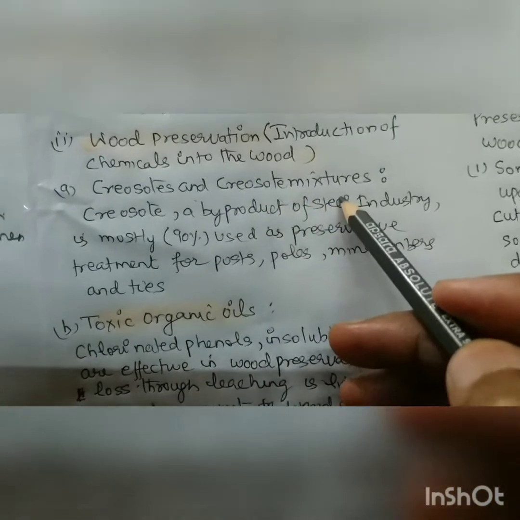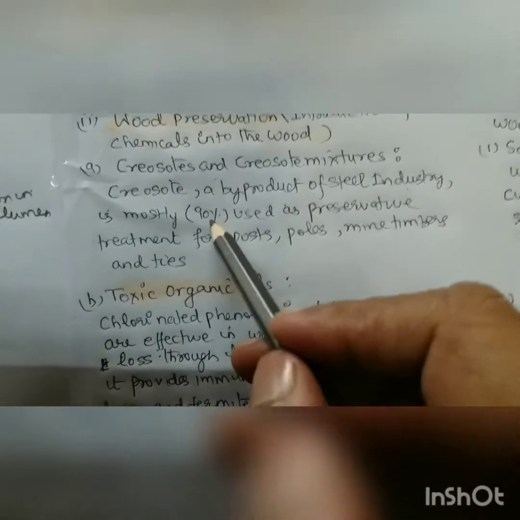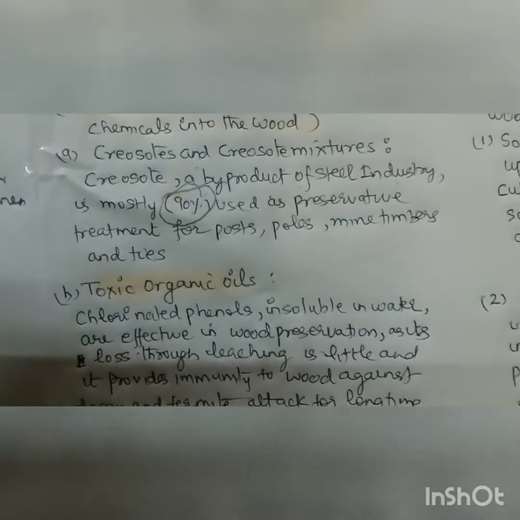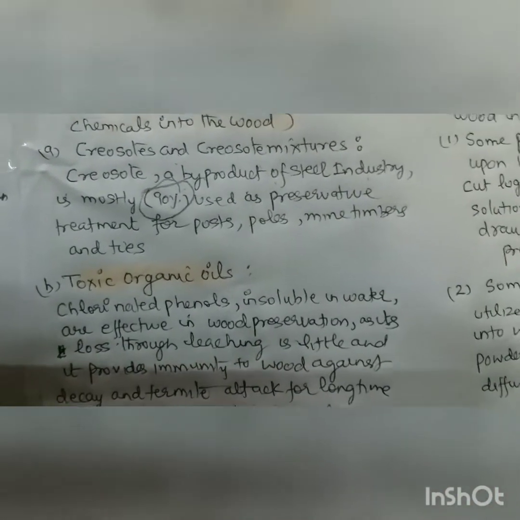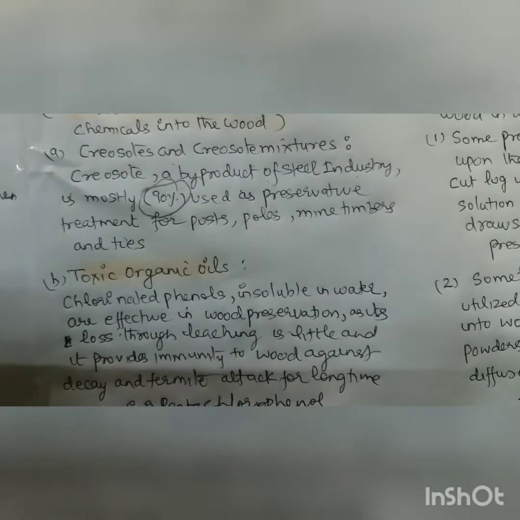creosote mixture. Creosote is a byproduct of the steel industry and is mostly used; in 90% of cases it is used as a preservative for the treatment of posts we have in villages, poles, then mine timbers and ties.